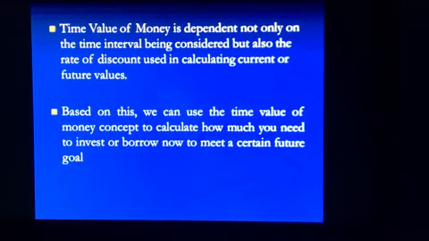Time value of money is dependent not only on the time interval being considered, but also on the rate of discount or the rate of interest while calculating the current and the future values. Based on this, we can use the time value of money concept to calculate how much you need to invest or borrow now to meet a certain future goal.